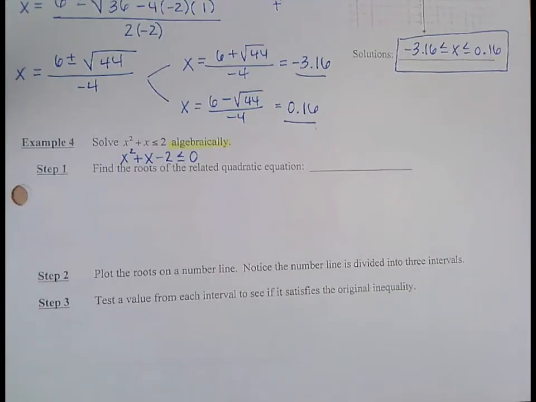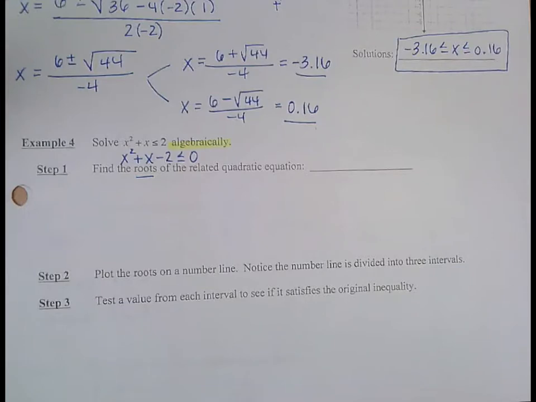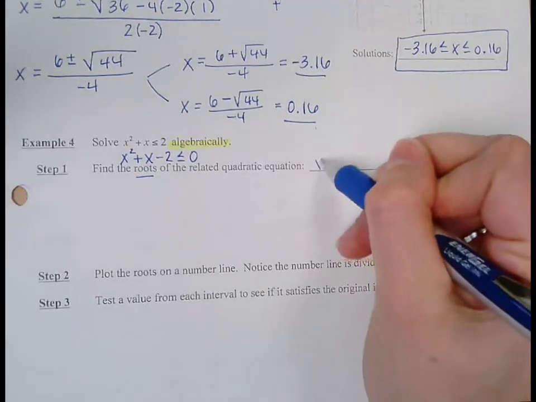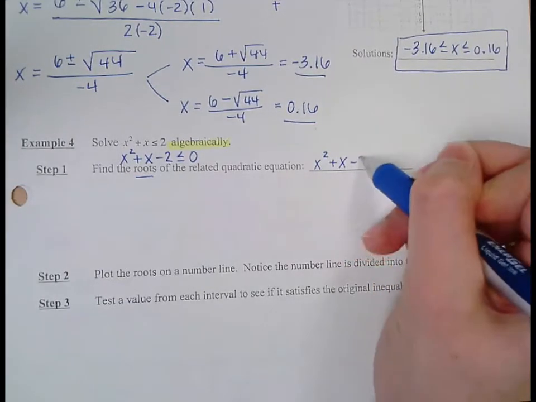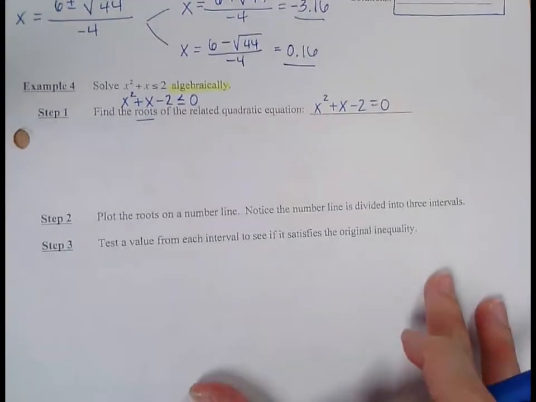But you do want for your first step to still find your roots. So you're still finding the solutions to the related equation. So we have the equation x squared plus x minus 2 equals 0. Solve that equation first.